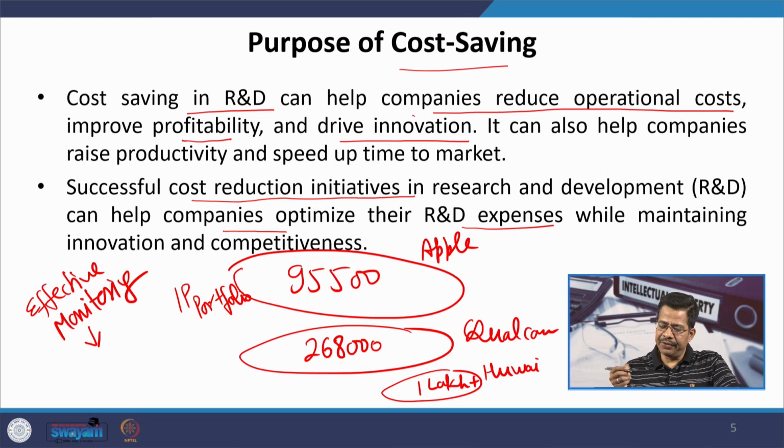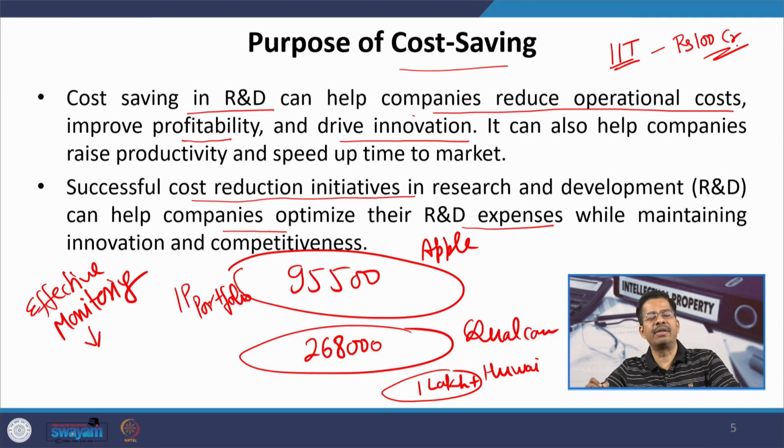For example, if there is an institute like IIT where you have, let us say, rupees 100 CR for R&D activities. Now, if you do proper utilization of these 100 CR, maybe you can do 100 different projects, each having a financial outlay of 1 CR. But if you do not know about cost saving, if you are not following the principles of effective cost management, maybe you can only do 50-60 projects with these 100 CR. So, doing 100 innovations or doing 50 innovations, that becomes a big difference because of cost saving.